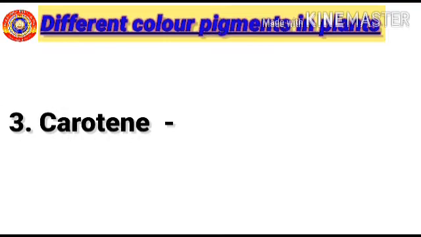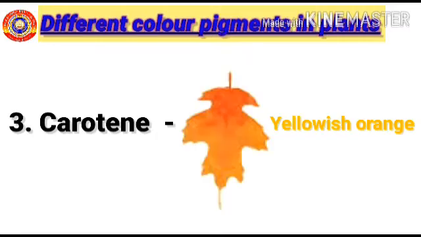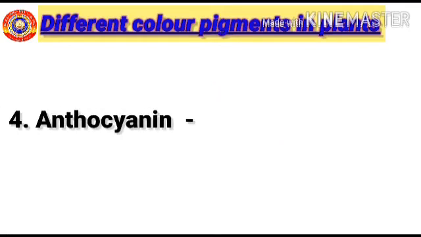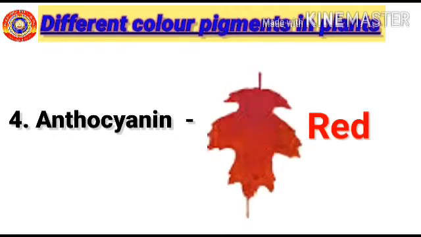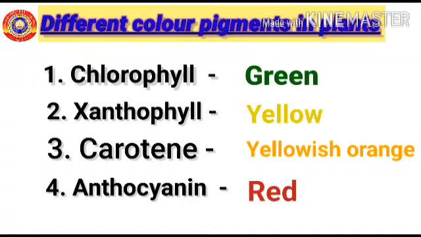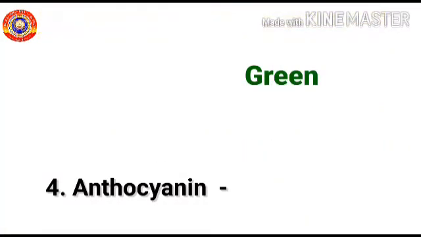Third one, carotene. What is the color of carotene? Yes, it is in yellowish orange color. Now, next comes anthocyanin. What is the color of anthocyanin? Yes, it is red in color. Now you know why the plants, leaves, flowers, fruits, etc. have different colors, right? Now let's start our today's session.